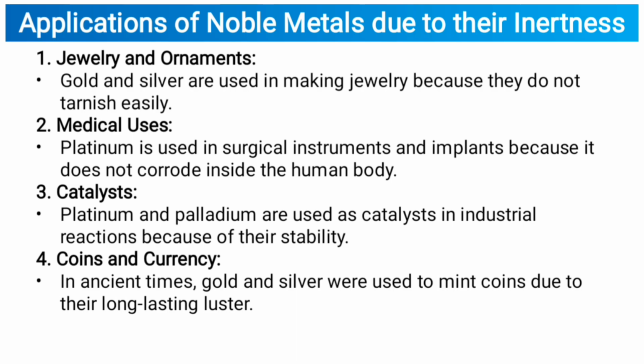And the third one is catalysts. Platinum and palladium are used as catalysts in industrial reactions because of their stability. And the fourth one is coins and currency. In ancient times, gold and silver were used to mint coins due to their long-lasting luster.